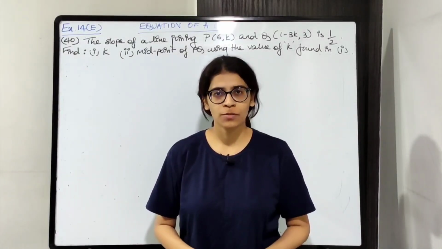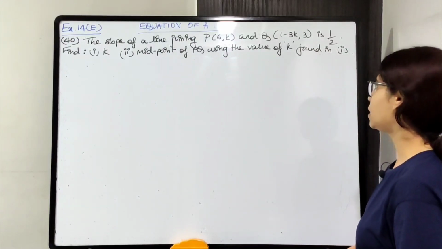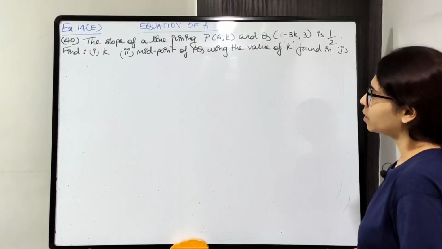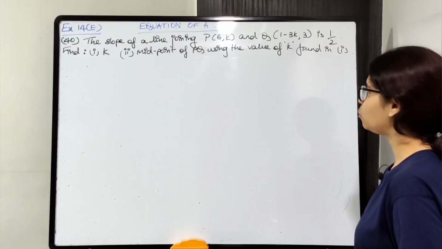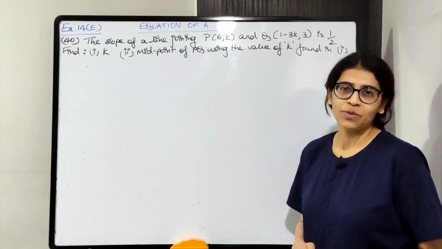Next question, question number 40. The slope of a line joining P(6, K) and Q(1 minus 3K, 3) is half. Find first part K, second part midpoint of PQ using the value of K found in 1. It's a very easy question.